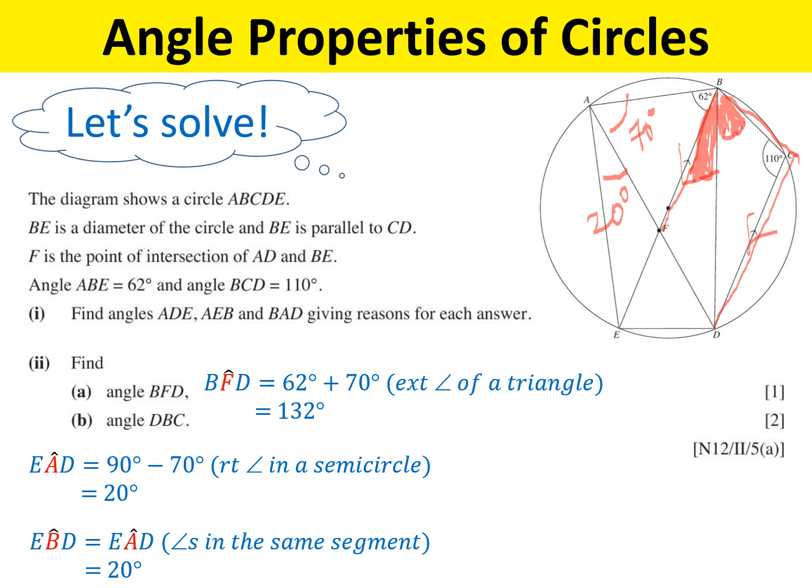All this is because I have done the groundwork by identifying the properties at the start. Applying all this together, I will be able to find angle DBC equals 180 minus 20 minus 110, which is equal to 50 degrees. The reason we give is interior angle, and I quote BE parallel to DC. With this, the whole question is done.